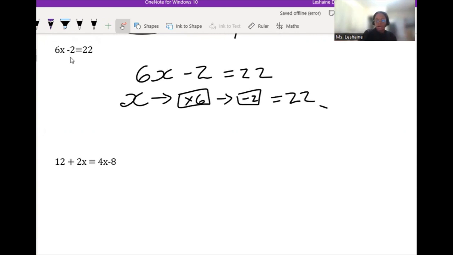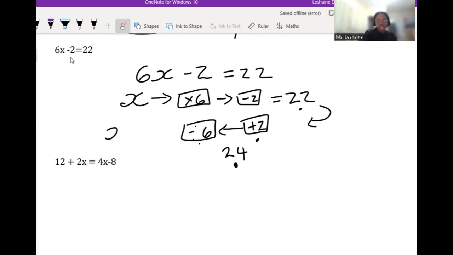Now I will go ahead and do the opposite. What is the opposite of subtracting 2? That is adding 2. So 22 plus 2, my intermediate step is 24. Now I'm continuing along the line. So it's a flow chart. The opposite of multiplying by 6 is dividing by 6. So 24 divided by 6 means x is equal to 4.